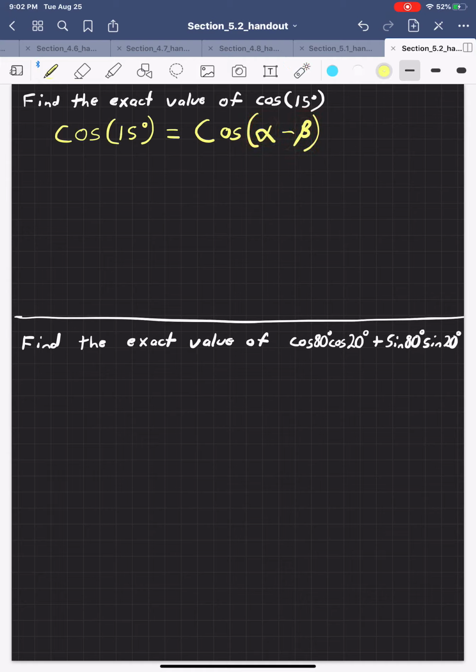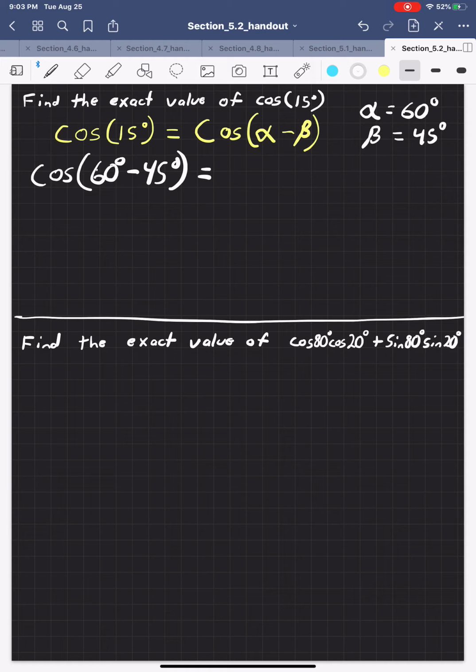I'm going to let alpha equal 60 degrees because 60 degrees is on your unit circle. And I'm going to let beta equal 45 degrees. Now, don't you agree with me that 60 minus 45 is 15? So now I can rewrite it as cosine of 60 degrees minus 45 degrees. That's the same thing.